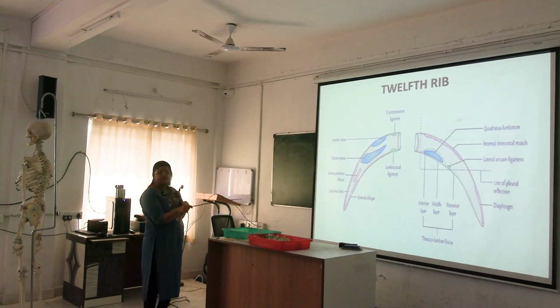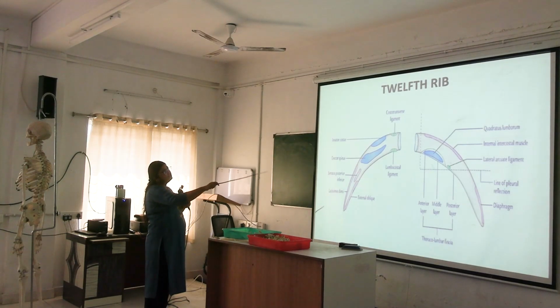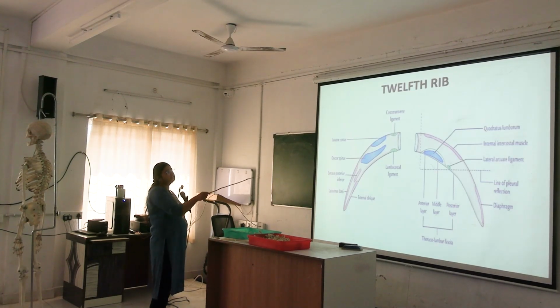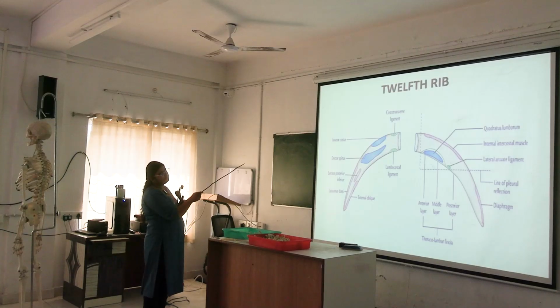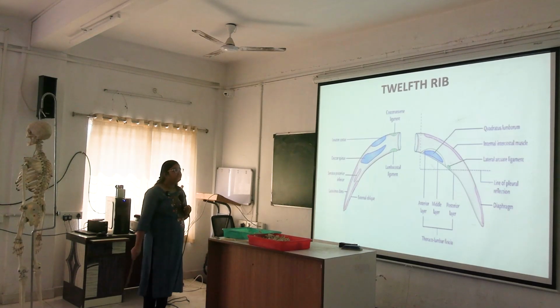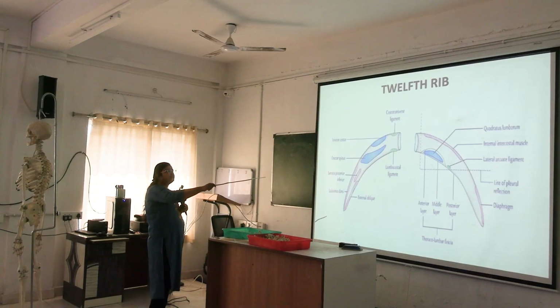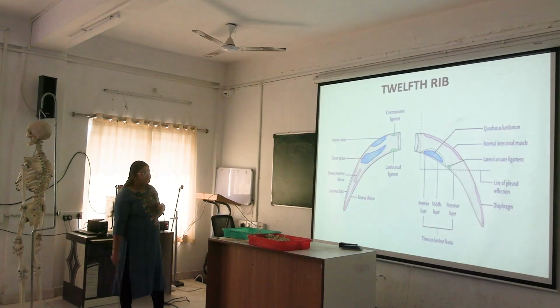where lungs and pleura are related. Here is the attachment of the quadratus lumborum in the upper margin, internal intercostal, lateral arcuate ligament, and the three layers of the thoracolumbar fascia are attached. Along the lower margin of quadratus lumborum, the middle layer; the upper margin of quadratus lumborum, the anterior layer; and the rest of the portion, the posterior layer is attached. There is also attachment of the lateral arcuate ligament, and the line of pleural reflection. The dotted line represents the pleural reflection, and near the tip is the attachment of the diaphragm.